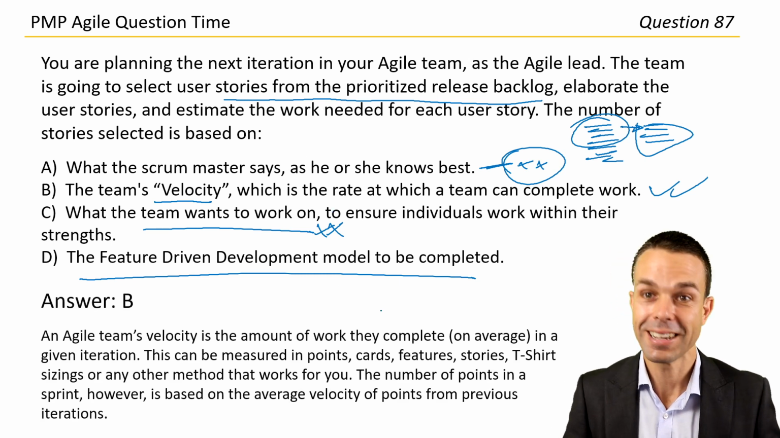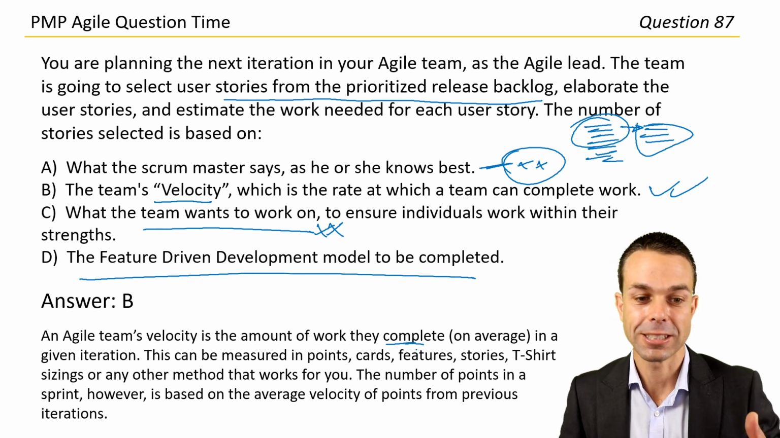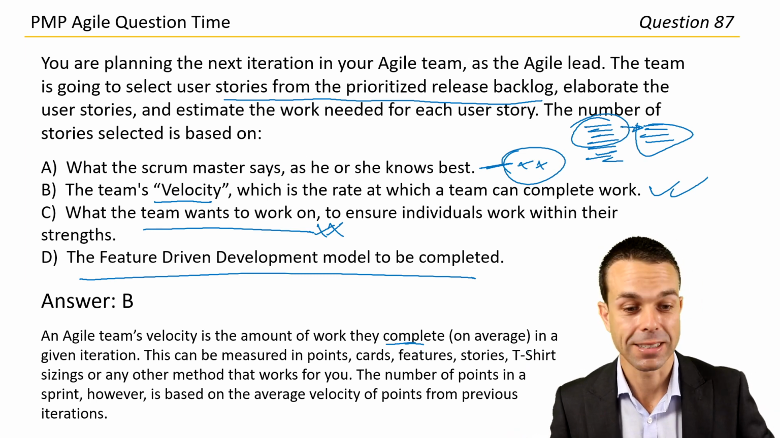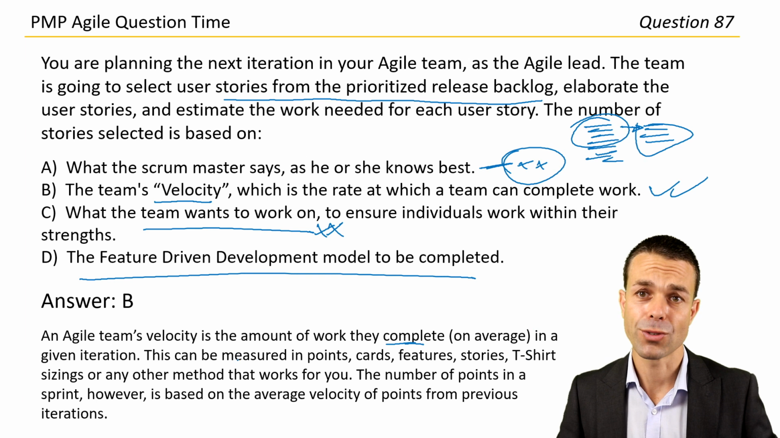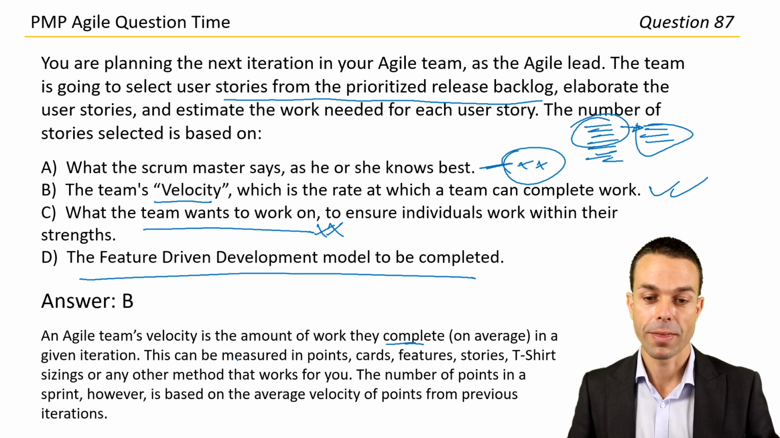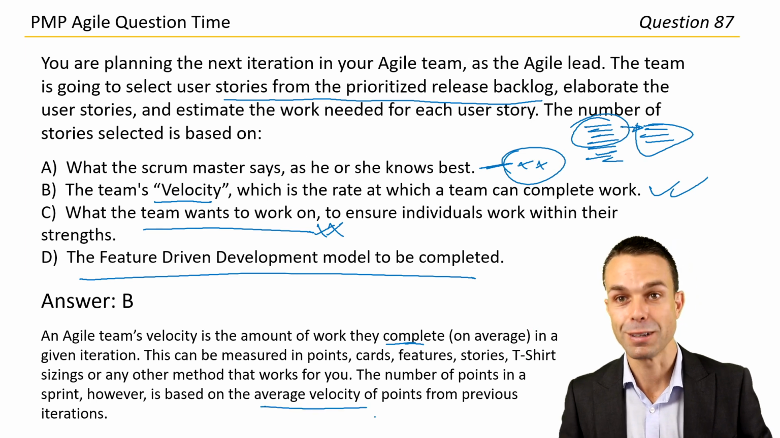The team's velocity is the amount of work they complete on average in a given iteration. Now, this can be measured in different ways: in points, in cards, in features, in stories, in t-shirt sizings, or any other method that works for the team, as long as the team agrees together on that method. The number of points in a sprint, however, is based on the average velocity of points from previous iterations.